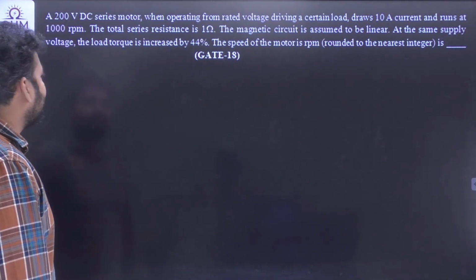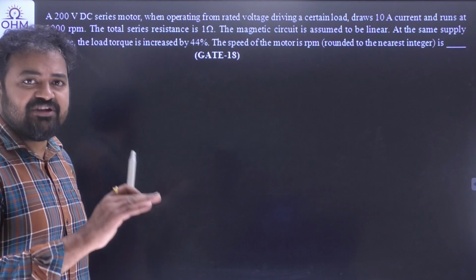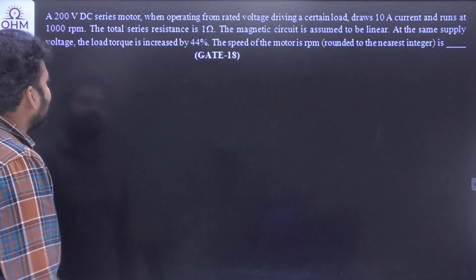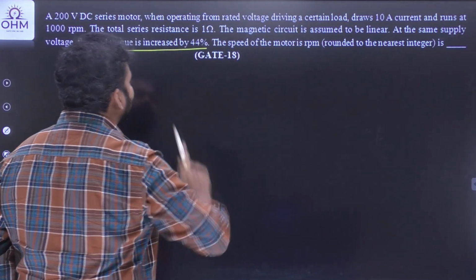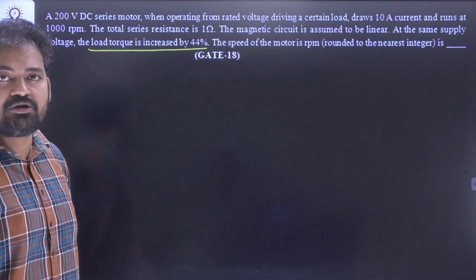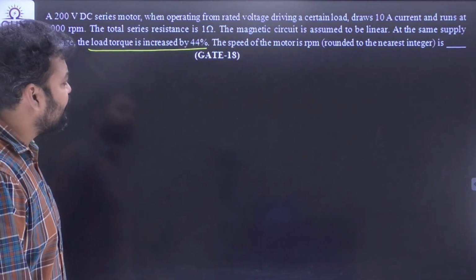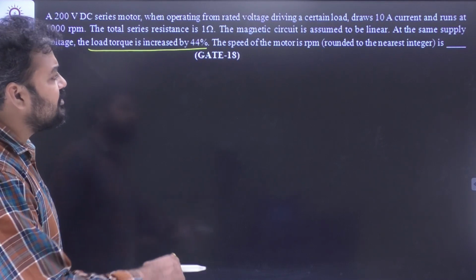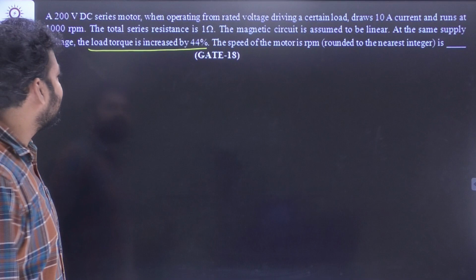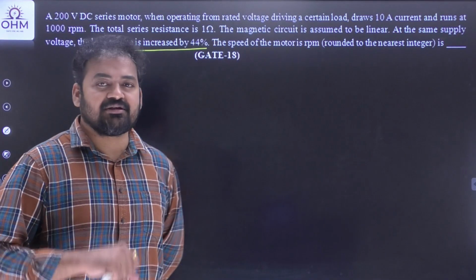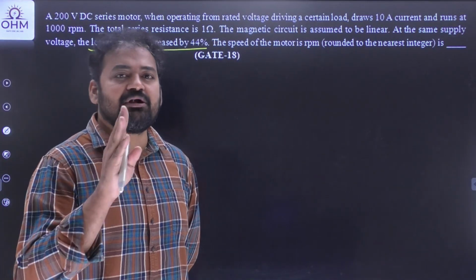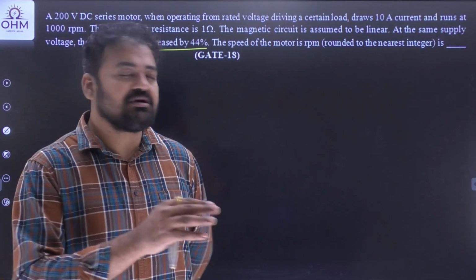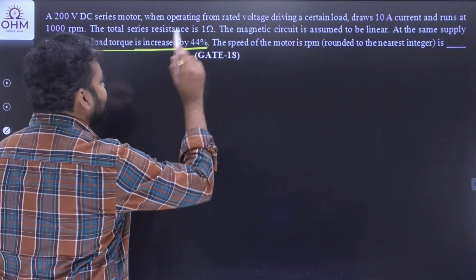At the same supply voltage, meaning Vt is constant, the load torque is increased by 44%. This is the condition given. The torque increased by 44%. What is the new speed of the motor? We have to answer to the nearest integer. That is the answer we need. So there are two cases here. In the first case, a normal torque is connected. In the second case, torque is increased by 44%.